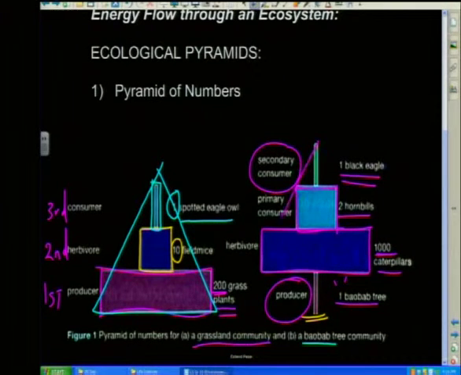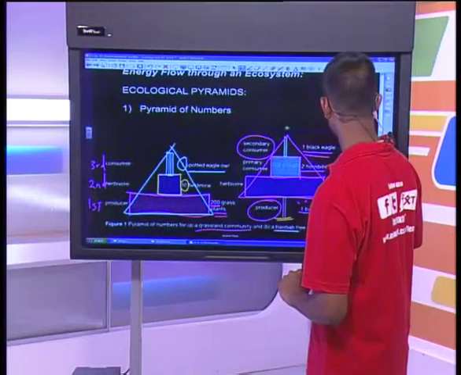Here we see a slightly unusual pyramid, only because the baobab is a huge tree, but the amount of energy available in it does equate to being sufficient to supply the energy to the caterpillars that form the second trophic level.